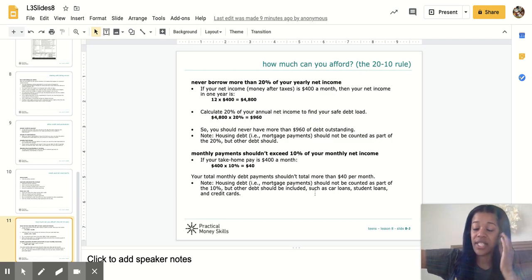Monthly payment shouldn't exceed 10% of your monthly net income. So $40 if you were to make $400 a month. That is basically it. So just remember the 20-10 rule: you don't want to go over 20% of your yearly income, 10% of your monthly income. These are all good to know.